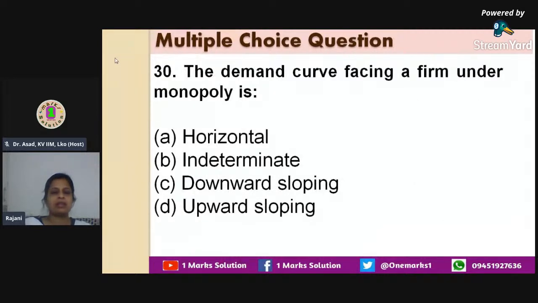And coming to the 30th question, the demand curve facing a firm under monopoly is definitely not horizontal, not indeterminate, not upward sloping.